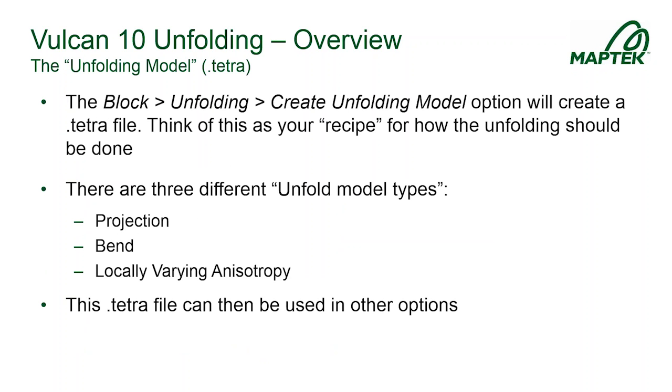So this lives in Vulcan under the menu Block Unfolding, Create Unfolding Model. What this does is it creates a .tetra file. You can think of this as your recipe for how the unfolding should be done. It doesn't actually do the unfolding. It just tells these other options how to do the unfolding. So there are three different unfolding model types: projection, bend, and locally varying anisotropy, and we'll cover those all in some detail. The .tetra file that this option creates is then used in these other options.